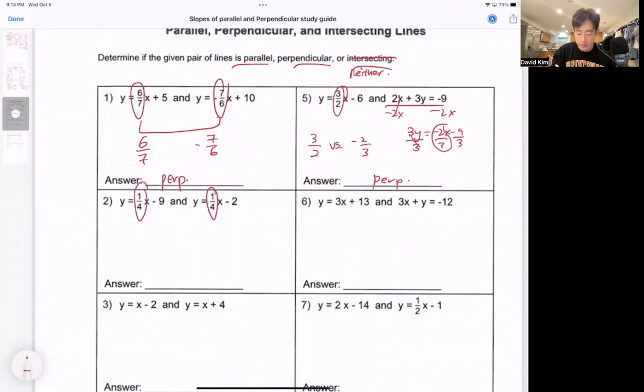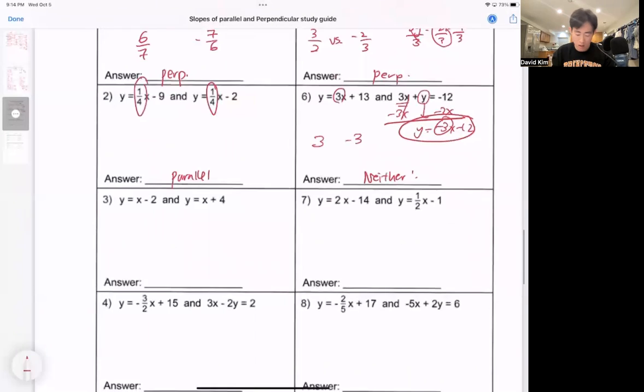I have the exact same slope, parallel. The slope is 3. Now the slope here is not 3, because you have to subtract the 3 onto both sides and get y by itself. Now you can tell me what the slope is. It's -3. So 3 versus -3. It is negative, but it's not reciprocated, nor is it exactly the same. This is a neither situation.